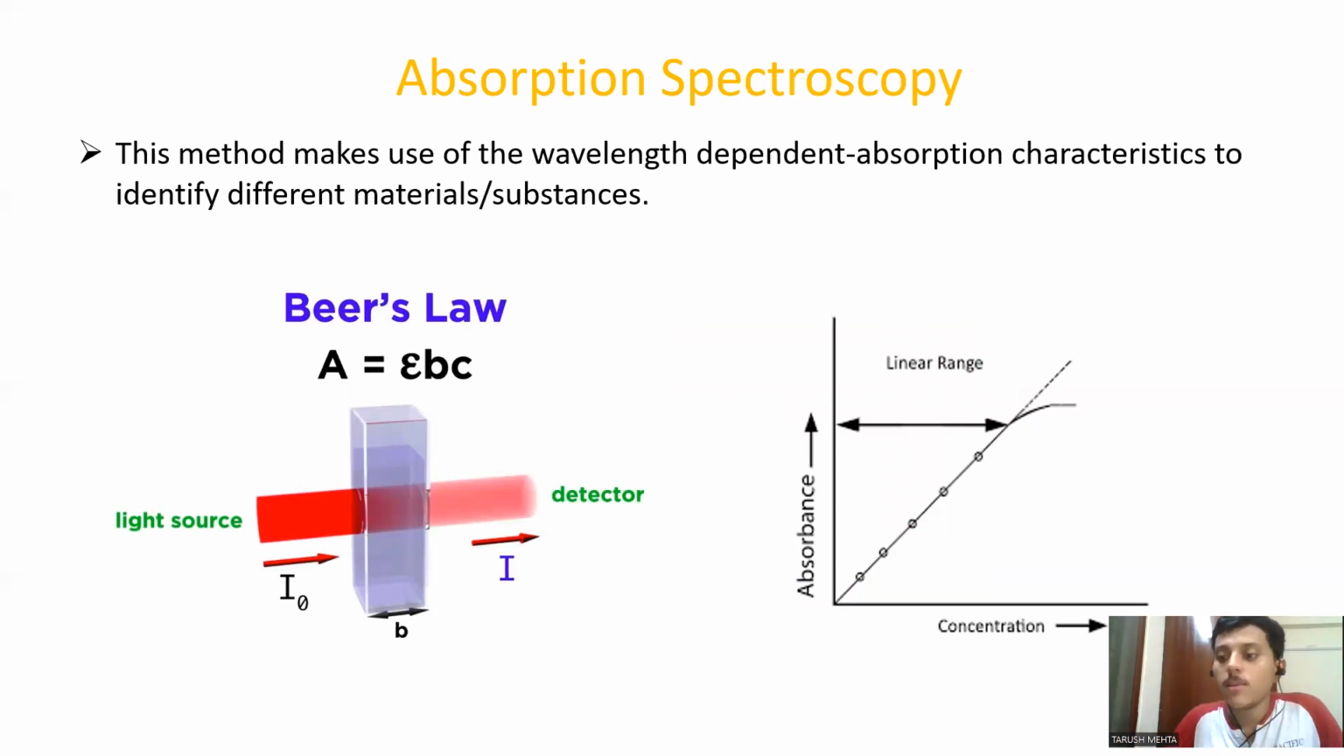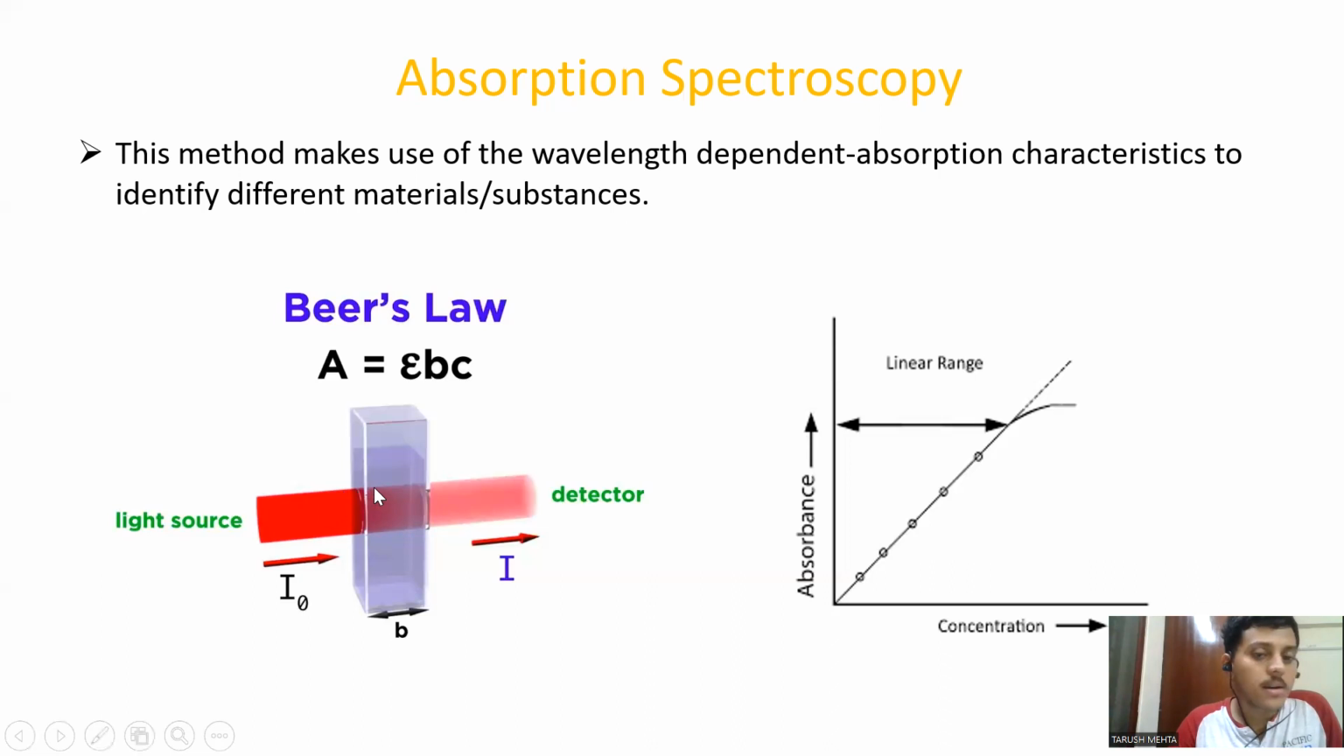Now, having the knowledge of these three basic phenomena, absorption, spontaneous emission, and stimulated emission, it becomes easy for us to describe any quantum phenomena. For example, one such phenomenon is absorption spectroscopy. Basically, this method makes use of the wavelength-dependent absorption characteristics to identify different materials or substances. Different materials have different band gaps, and so they absorb photons of different energies. So by seeing their absorption spectra, we can identify or distinguish between different materials.